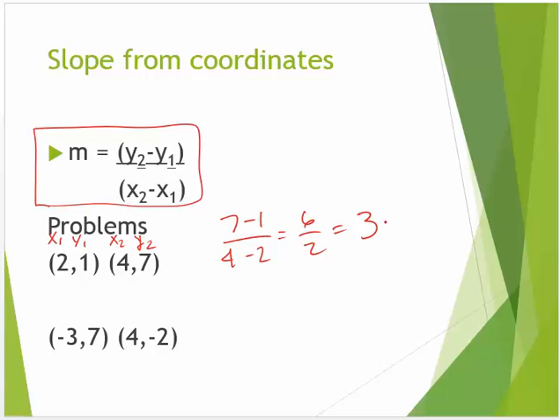So the slope of this, and this little m stands for the slope. In this problem down here, again, I have x1, y1, because it's my first set of ordered pairs, x2, y2, so it's my second set of ordered pairs. I'm going to plug them in. I'm going to say negative 2 minus 7 over 4 minus negative 3. And I get negative 9 over 7. So that is my slope there. So there's a quick little review on how to find the slope from a set of coordinates.